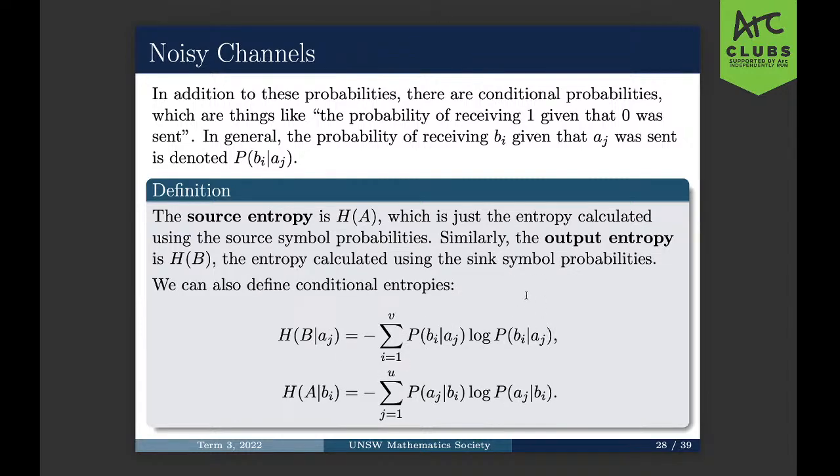We also define conditional entropies. This one here is the entropy of the sink, the output symbols, based on receiving a single symbol AJ. That's just the conditional probabilities of each of the symbols BI given AJ, times the log of that as well. It's a similar weighted sum kind of thing. Similarly, we have it the other way around: the conditional entropy of the source based on each of these sink symbols. That's a similar sort of thing.